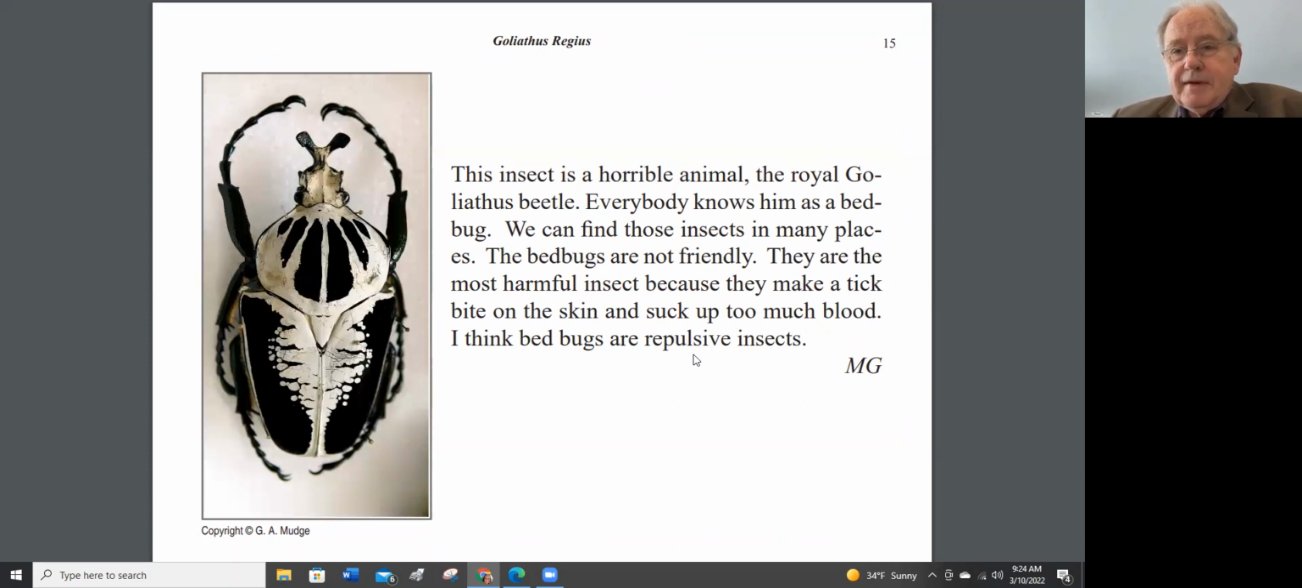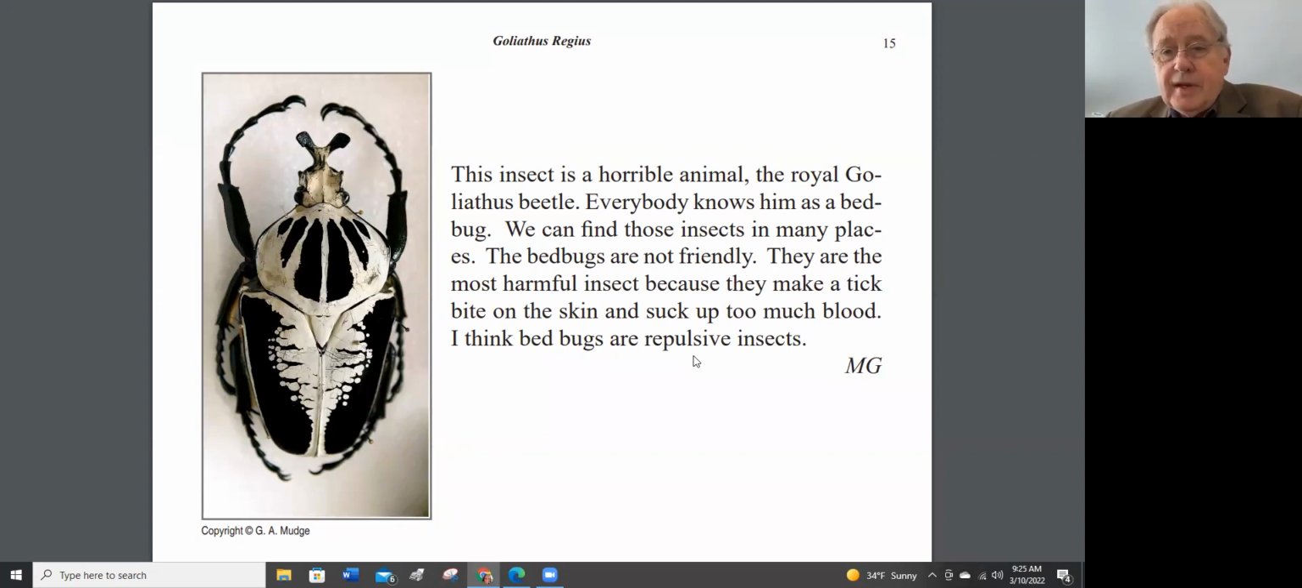The story is a bit different from the last one. This insect is a horrible animal, the royal Goliathus beetle. Everybody knows him as a bed bug. We can find those insects in many places. The bed bugs are not friendly. They are the most harmful insect because they make a tick bite on the skin and suck up too much blood. I think bed bugs are repulsive insects.